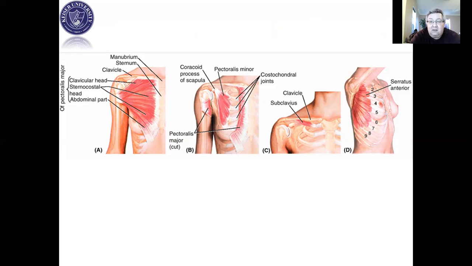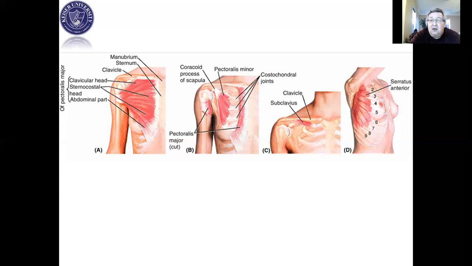Letter C is the muscle known as the subclavius. It's a muscle that you will not have to know, but it's the muscle that's actually below the clavicle and attaches the clavicle to the first rib and allows for stability of the clavicle area.